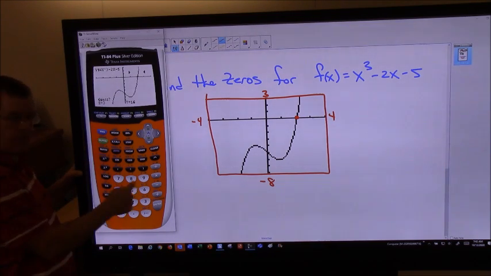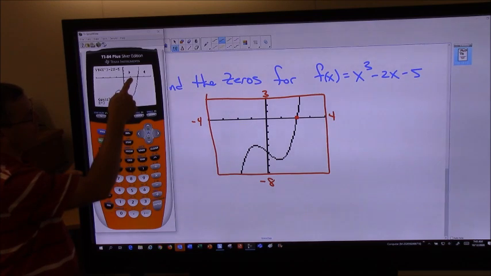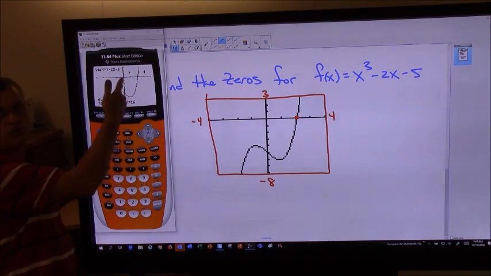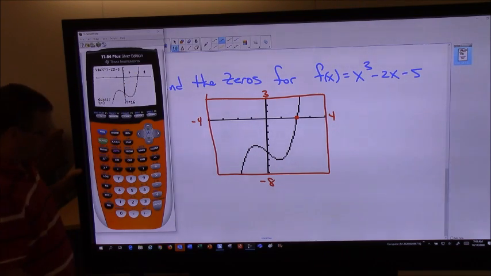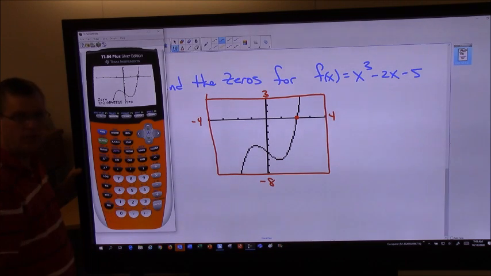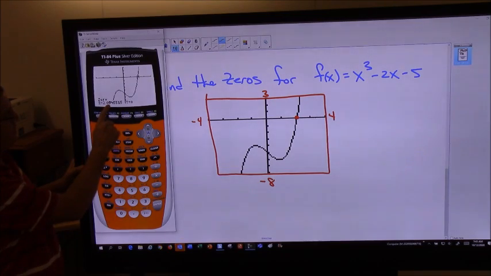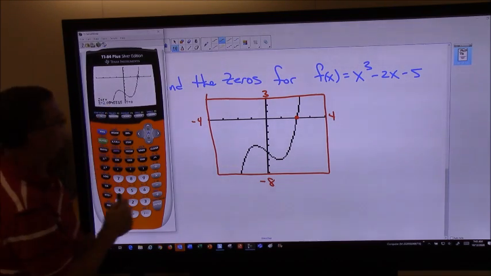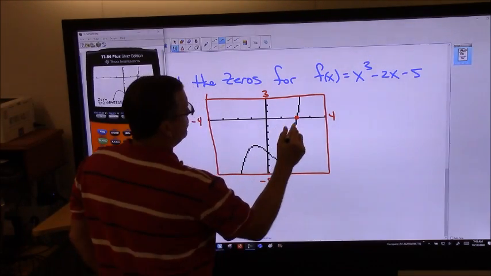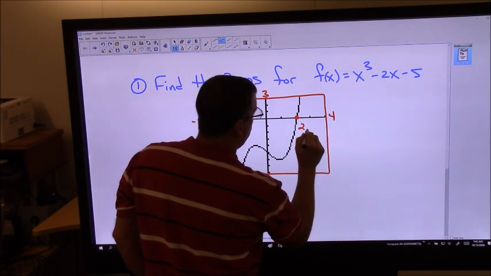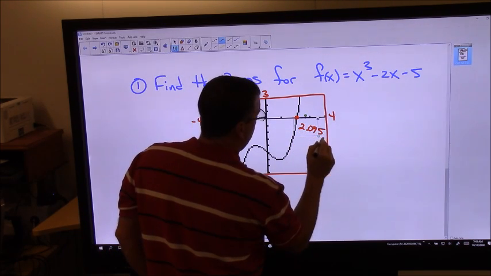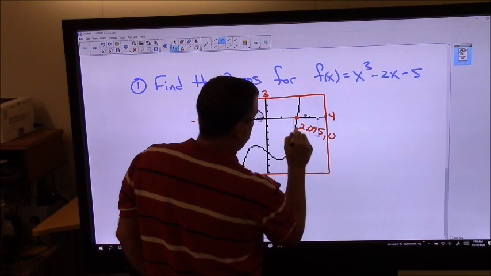You can either type in a guess, or you can use your arrow keys to get close to where it crosses. I'm just going to look at this and say it looks like it crosses at 2, so I'm going to do what's fast, and there it is, 2.09. We have to round up that third digit, 5. So my 0 here is at 2.095, 0.